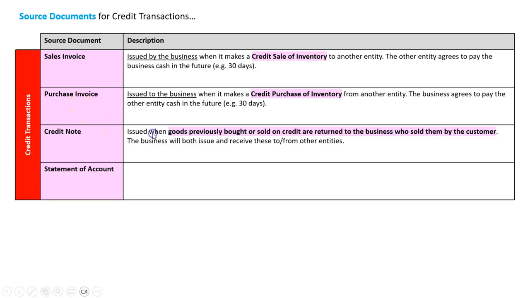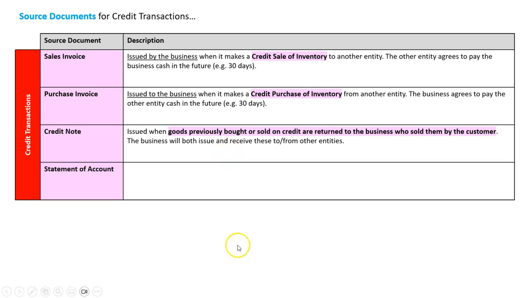We'll also need to deal with credit notes, and we'll issue those when goods previously bought or sold on credit are returned to the business who sold them by the customer. So the customer brings inventory back. And for our business, we will both issue and receive these from other entities.